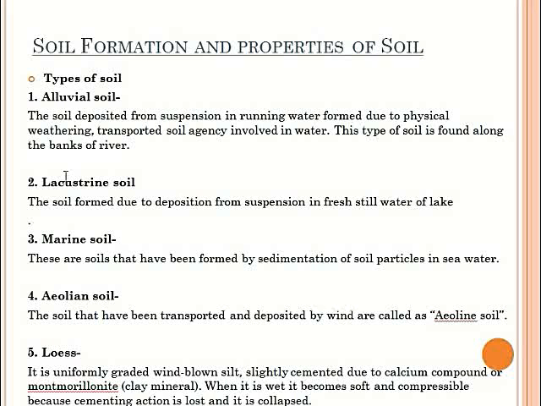Fifth one is loess. It is a uniformly graded wind blown silt, slightly cemented due to calcium compound or montmorillonite, which is actually a clay mineral. When it is wet, it becomes soft and compressible because the cementing action is lost and it collapses. So basically, when wind blown silt is slightly cemented by calcium compound, that soil is called loess soil.